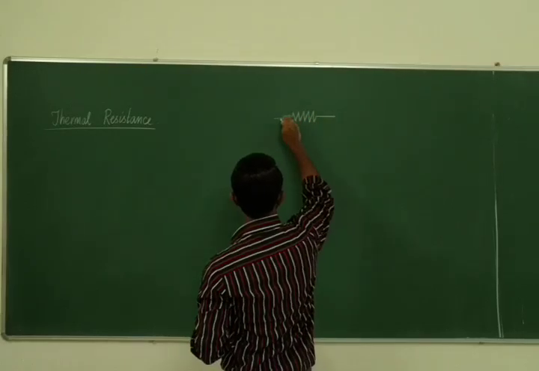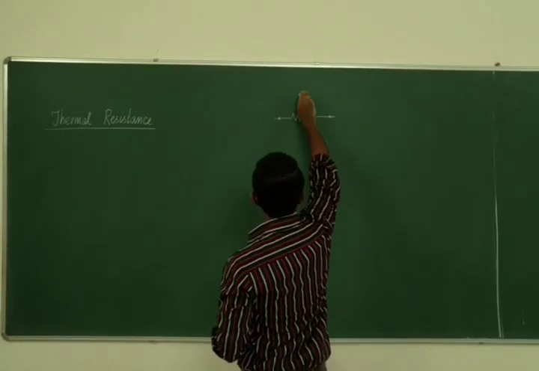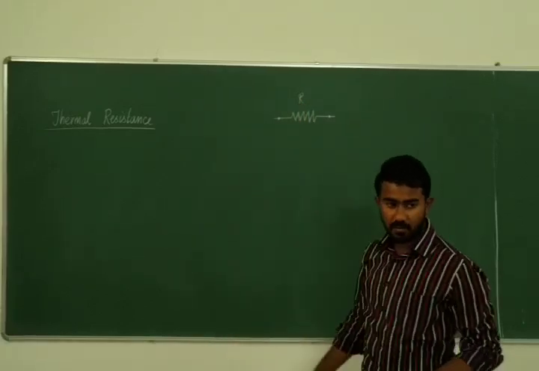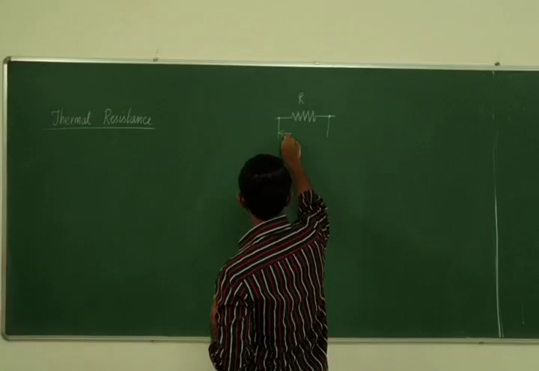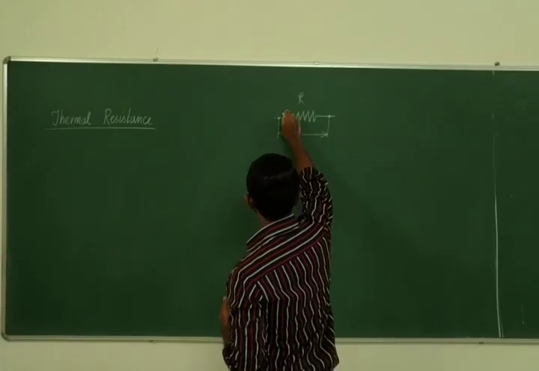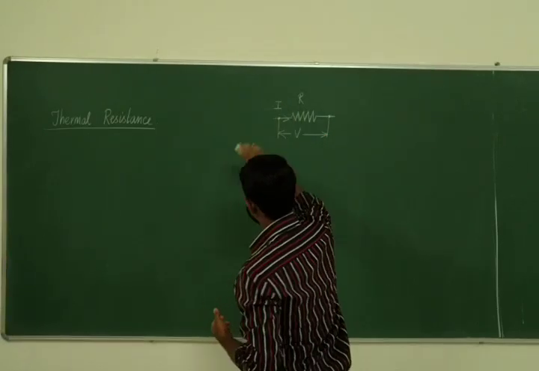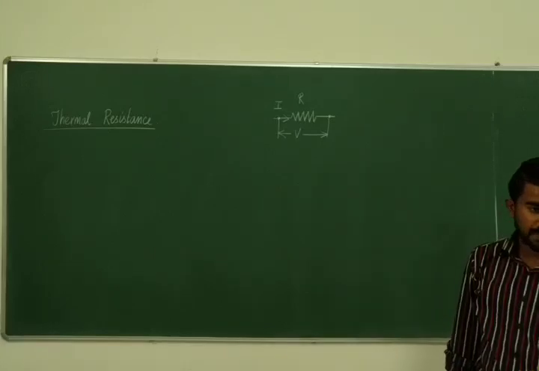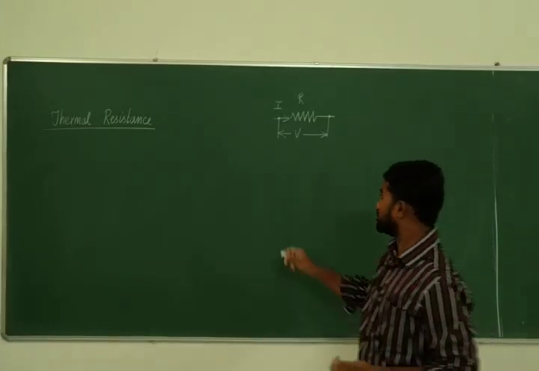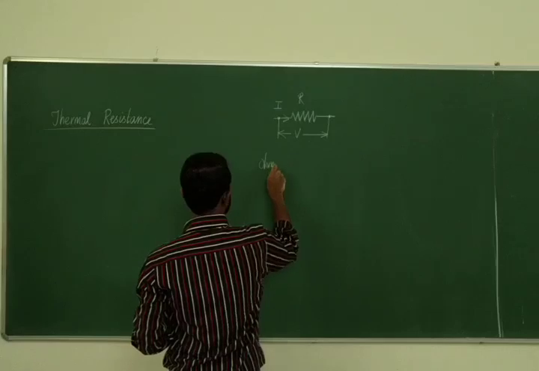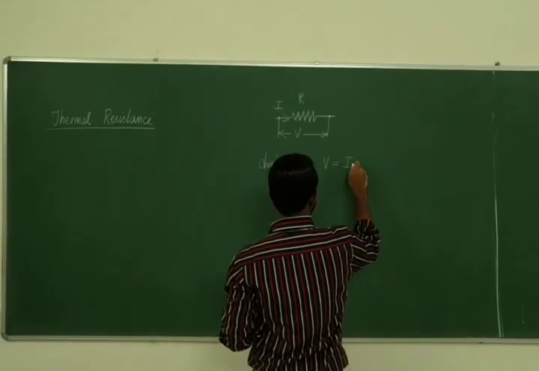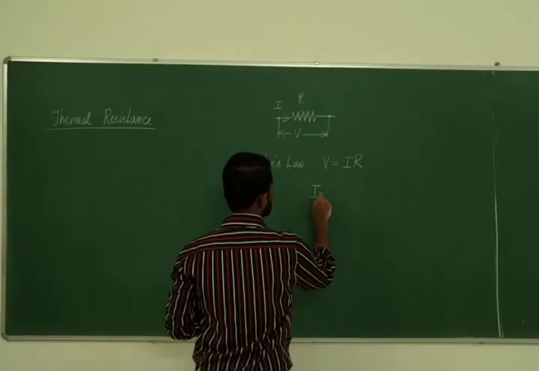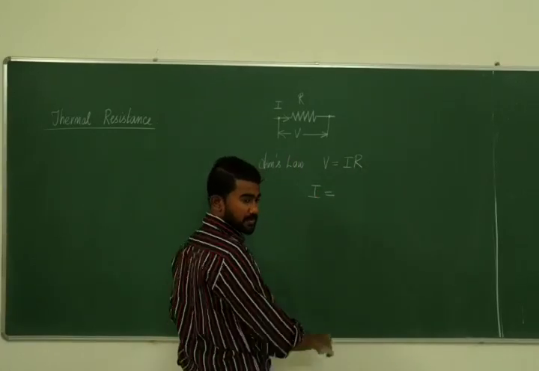If you have a resistance of R ohms, and the potential difference or the voltage applied across that resistance is V, and the current passing through it is I, then what is Ohm's law? V equal to IR. Ohm's law tells you that V is equal to IR. So what is the expression for I? I is equal to V by R.